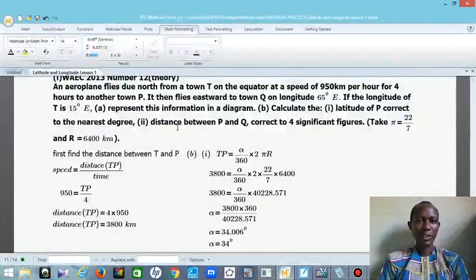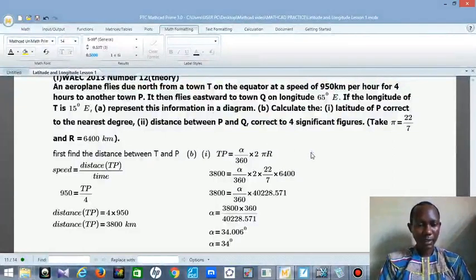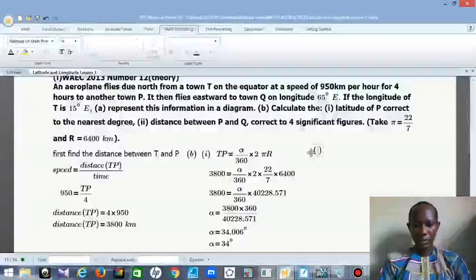Then the second part of the question says we should calculate the distance between P and Q correct to 4 significant figures. So distance PQ. That's what we need to do now, which is number 2.